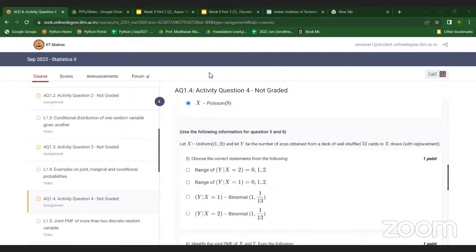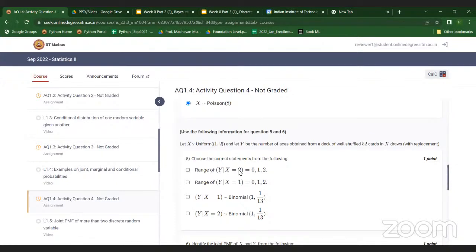All right, so let us continue where we left off. X is a uniform distribution. The values it could take are 1, 2. Y is the number of aces obtained from a deck of well shuffled 52 cards in X draws. So the number of draws depends upon the output here. Choose the correct statements in the following.